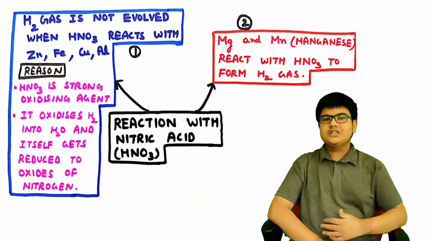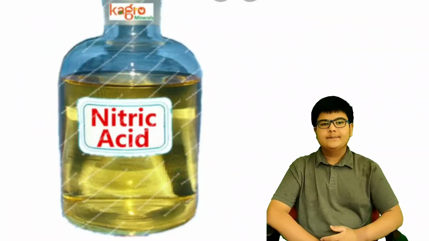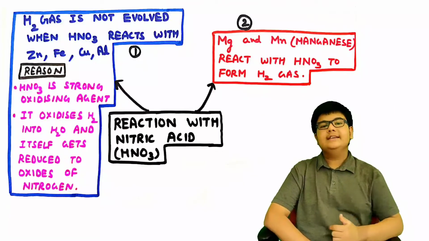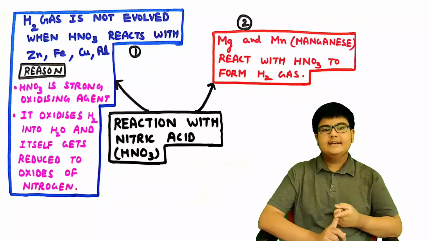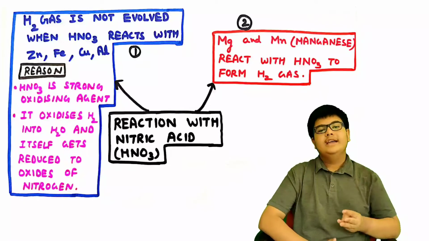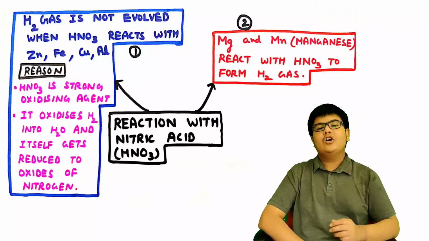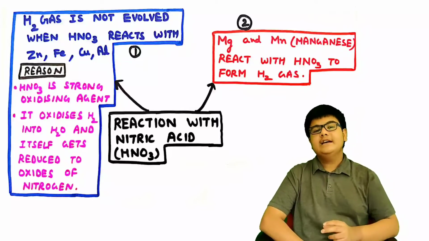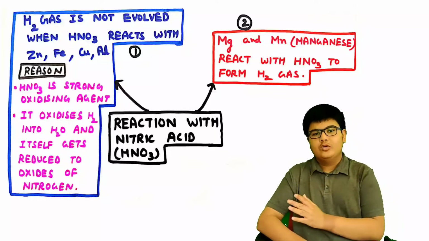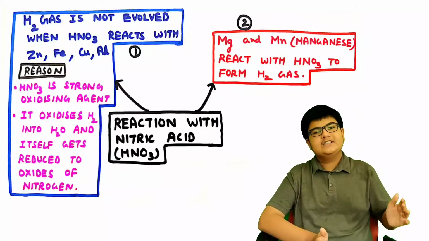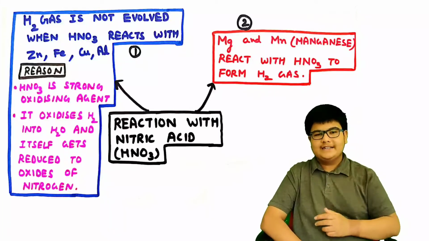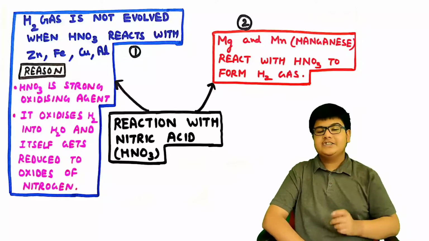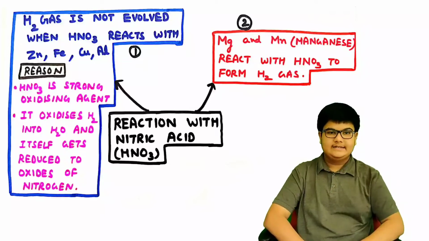Now let us check the reaction with nitric acid or HNO3. Hydrogen gas is not evolved when HNO3 reacts with metals such as Zn, Fe, Cu, Al, etc. This is because HNO3 is a very strong oxidizing agent, and it oxidizes the H2 which is evolved into H2O, and itself gets reduced to oxides of nitrogen. But some metals such as Mg and Mn, which is manganese, react with HNO3 to form hydrogen gas.